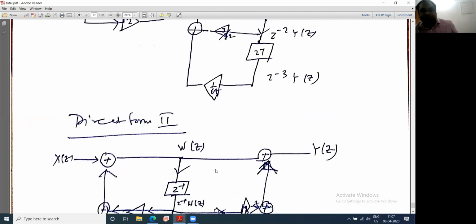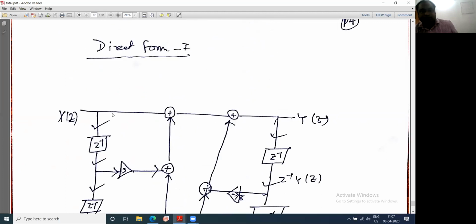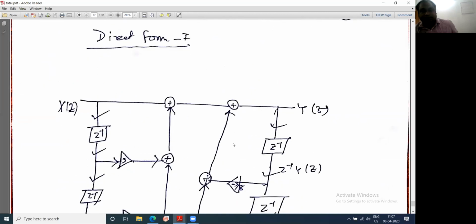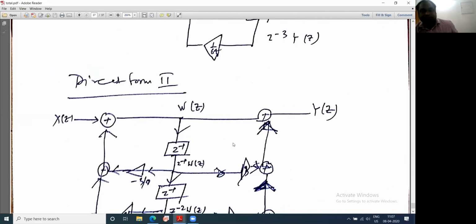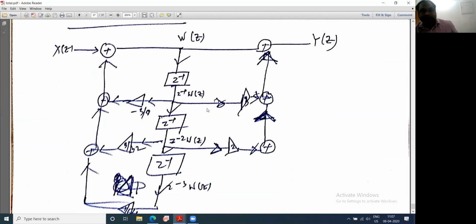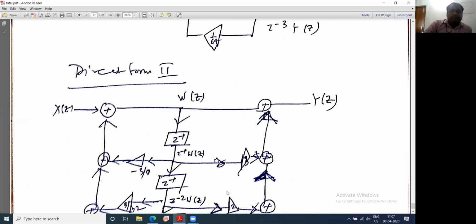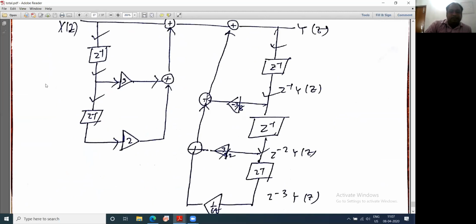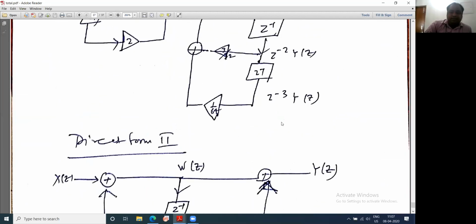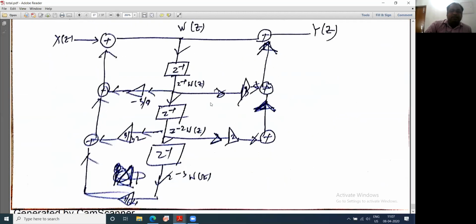So this expression, Y(z), is realized in this section. Now if you compare here, how many delays are there? 1, 2... 5 in direct form 1. So here a total of 5 delays. But in direct form 2, how many delays? 3. So 2 delays are reduced. Therefore, you are reducing 2 delay flip-flops.